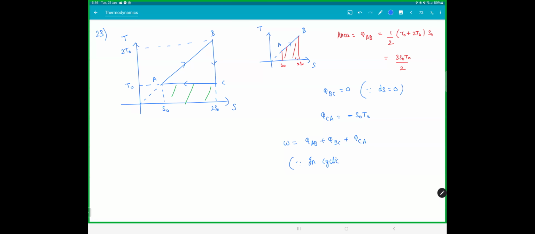Thermodynamics first law. Delta Q is equal to delta U plus work done. In a cyclic process, delta U is 0. You come back to the same point. That means if you add all the heats, you should get work done.